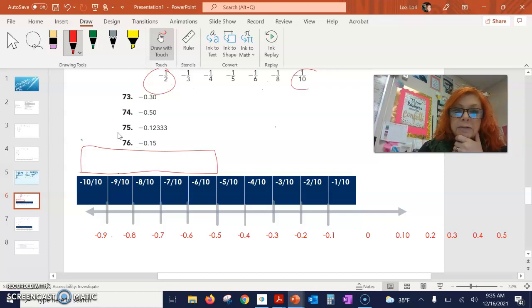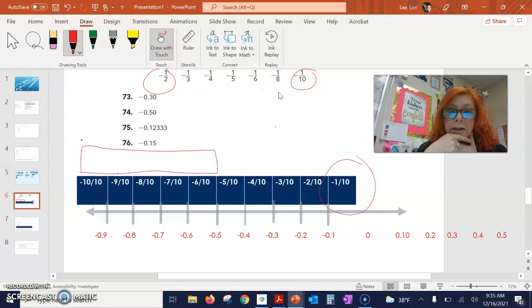Can I tell where negative 1/10 is? Well, yeah, it's right here. I can see that. It's written out. These other ones, guys, I'm going to have to do a little more work.